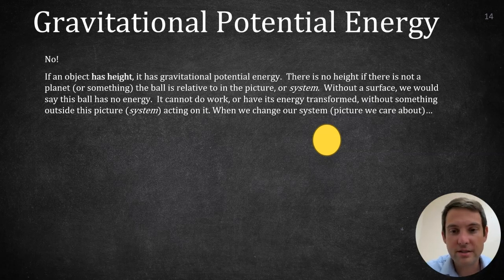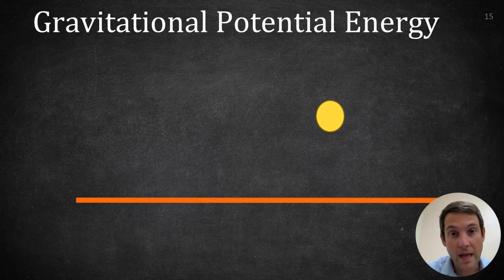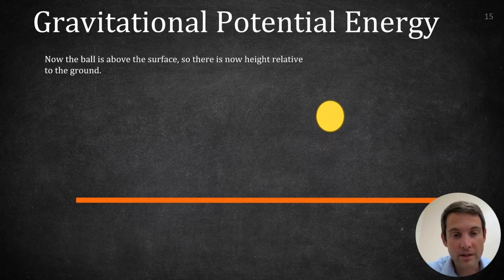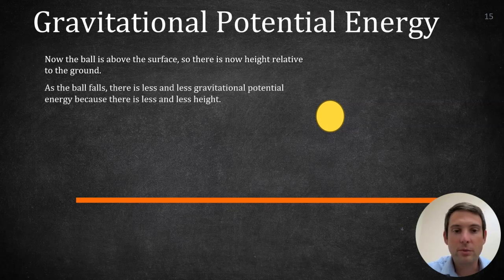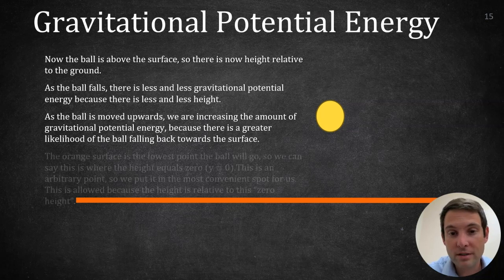When we change our system, or the picture we care about, we add in the floor or the ground. Now the ball is above the surface, so now there is a height relative to the ground. So as the ball falls, there is going to be less and less gravitational potential energy because there is less and less height. As the ball moves upwards, we're increasing the amount of gravitational potential energy because there's a greater likelihood of the ball falling back towards the surface.